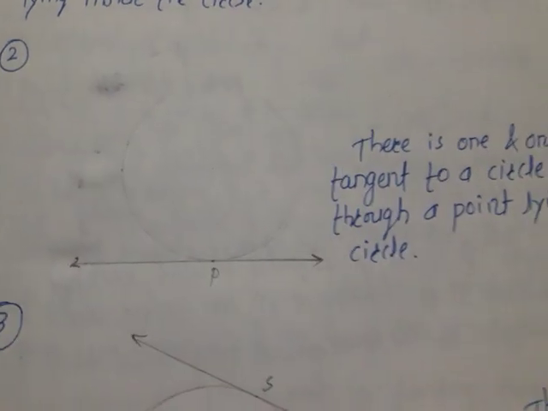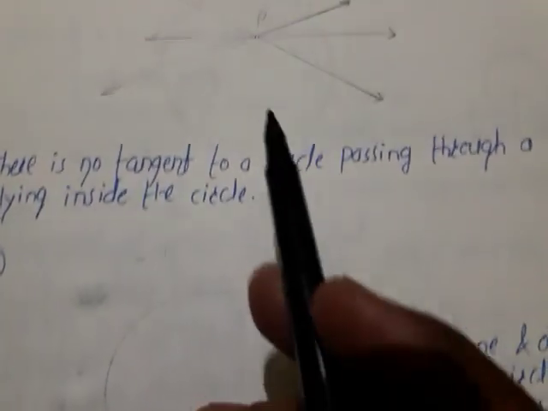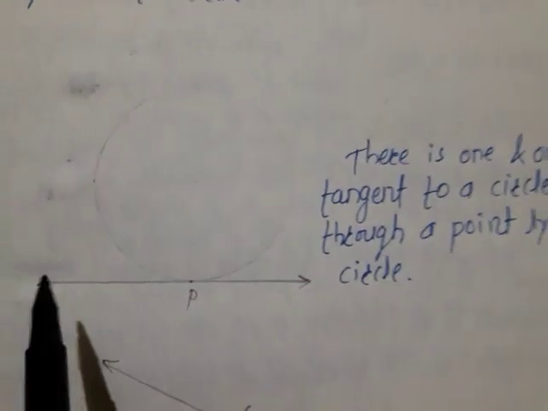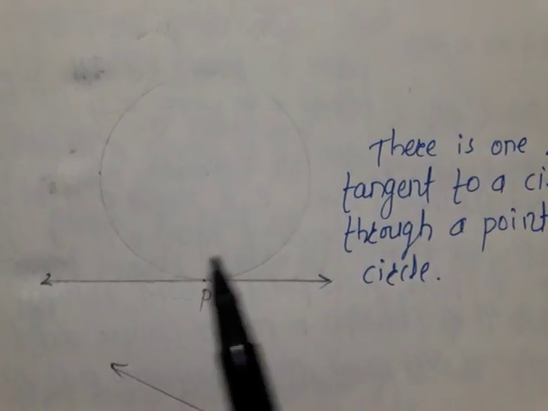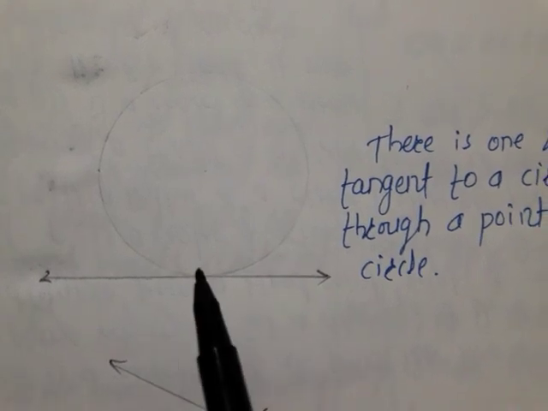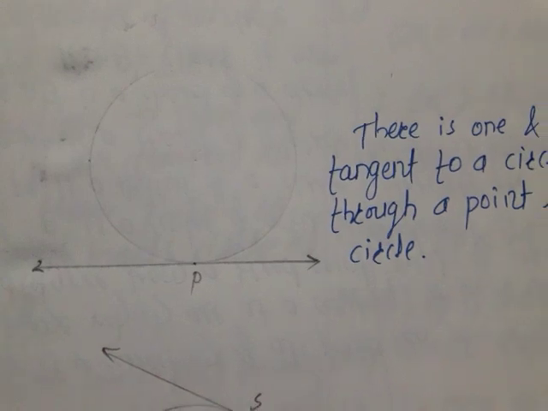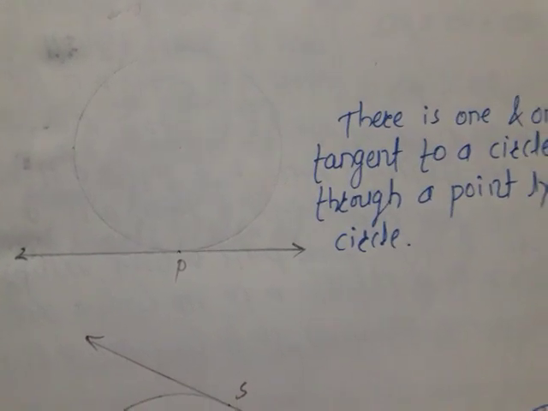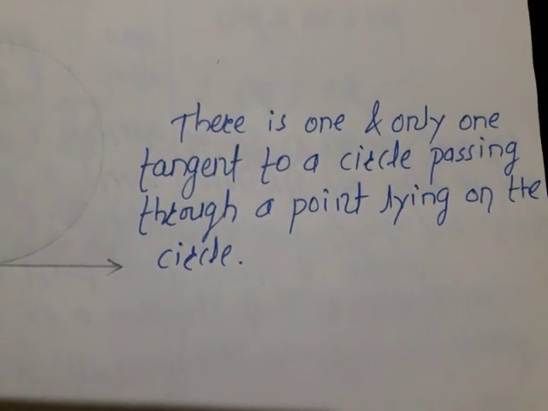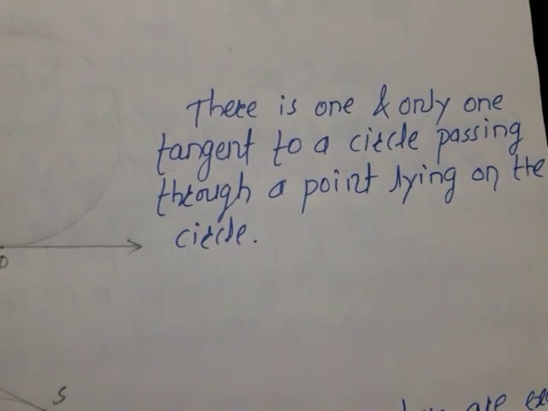Look at the second figure. Okay, the point is present on the circle. Earlier the point was inside the circle, now it is present on the circle. If you observe carefully, you will come to know how many tangents there are. If the point is on the circle, only one line is there, and that one line intersects the circle in one point only. Means we can draw only one tangent when the point is on the circle. The statement is written like that: there is one and only one tangent to a circle passing through a point lying on the circle.